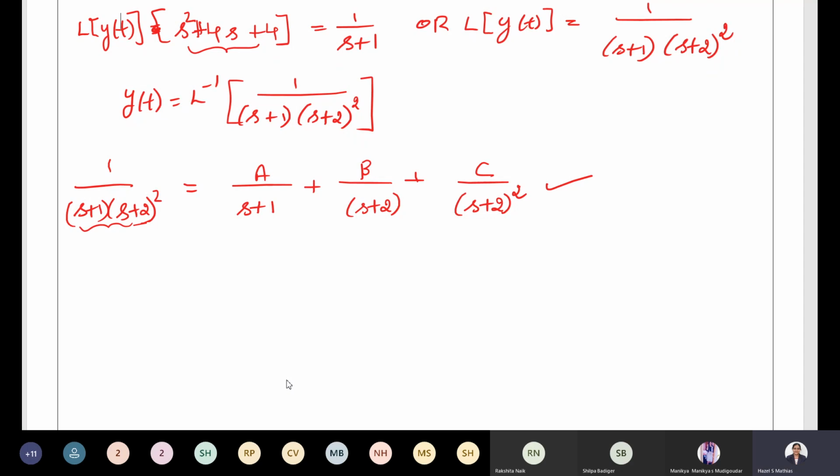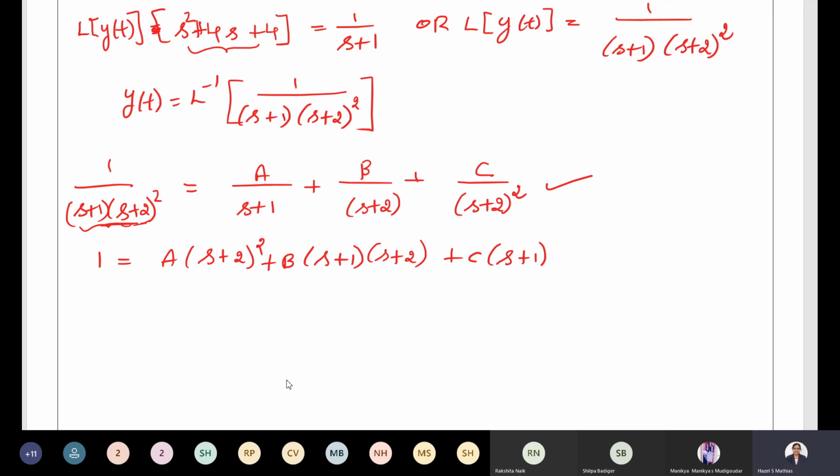Now multiply the entire expression by the denominator. What do we get? 1 is equal to a into s plus 2 the whole square plus b into s plus 1 into s plus 2 plus c into s plus 1. Is it clear, everybody?